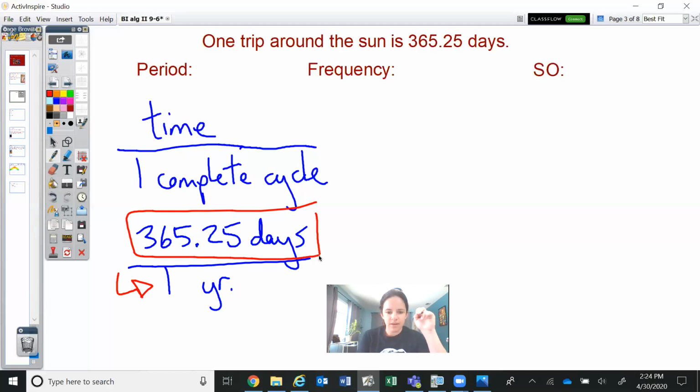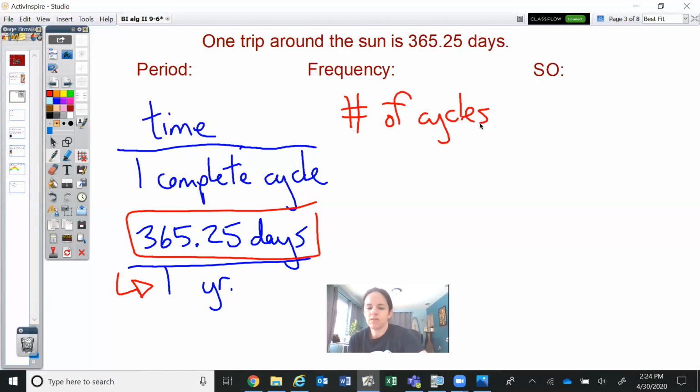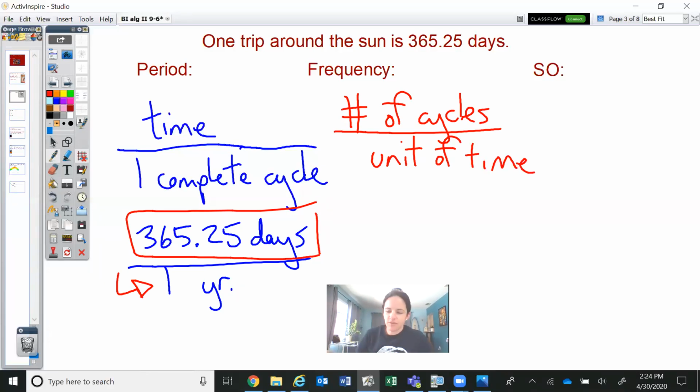Turns out, so the definition of frequency would be the number of cycles per unit of time. So for the same example, we want 1 unit of time here on the bottom.